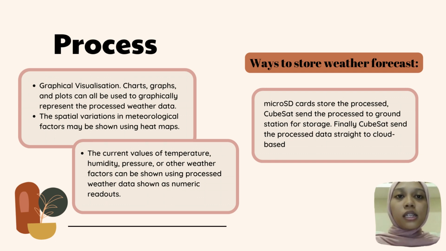Finally, color-coded alerts or warnings can be triggered using processed weather data. For instance, the display can change color to indicate how terrible the circumstances are if particular weather conditions, such as extremely high temperature or strong storms, reach a critical threshold.